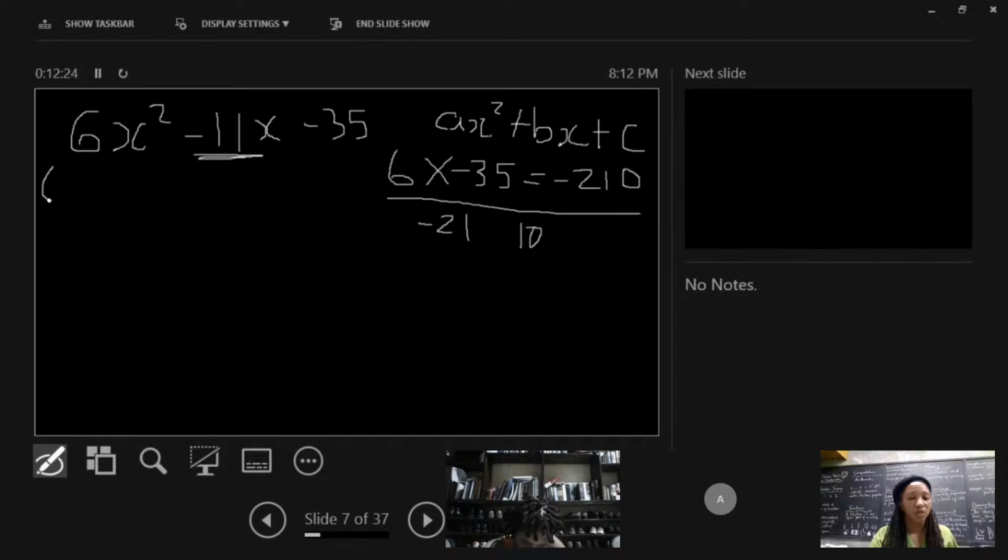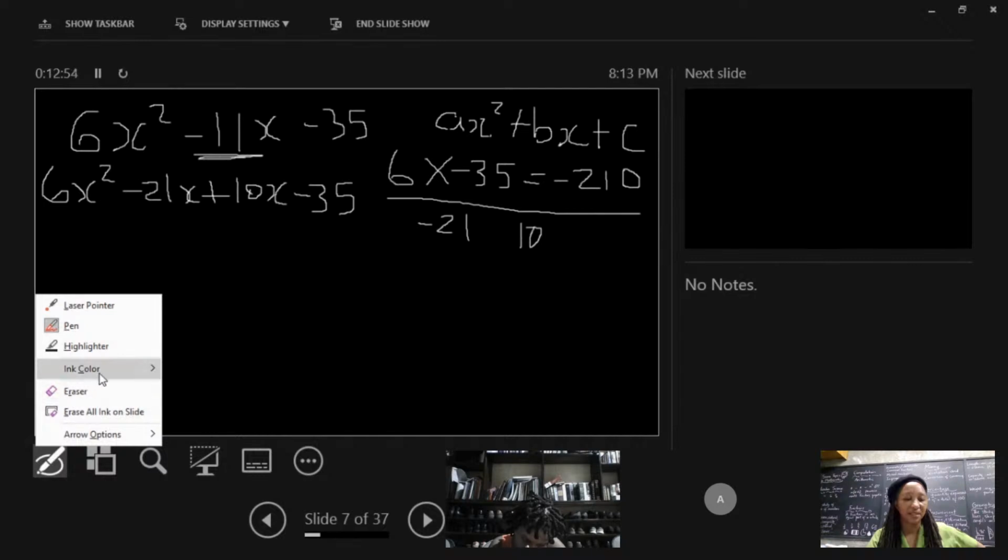So we'll write back the 6x squared. Instead of negative 11x, we're going to put negative 21x plus 10x. And we're going to write back the negative 35. So once we have done this, we're going to pair them up. These two together, we're going to factorize. These two together, we're going to find the common factors.